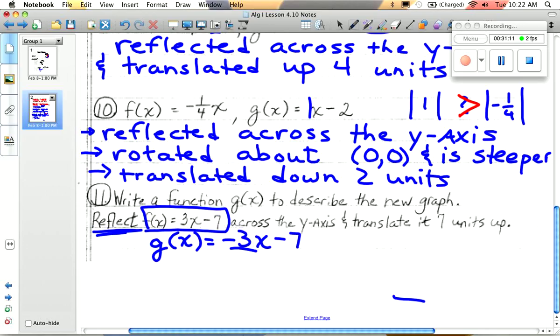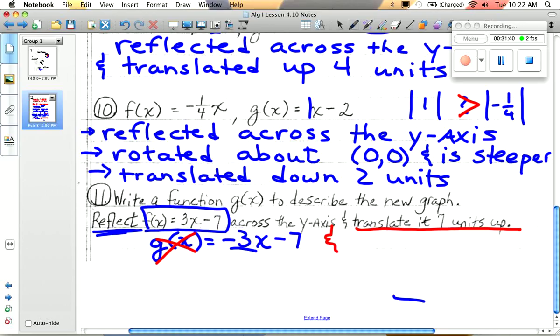And translate it, so I'm going to change to red here, and translate it 7 units up. So we're not really done yet. We can't even really have this g of x here. Let's cross that out. We're not done with g of x yet. So all we did was change its slope to a negative because the slope was positive. And now we need to translate it 7 units up. What changes when we translate? The y-intercept. We have to go 7 units up.